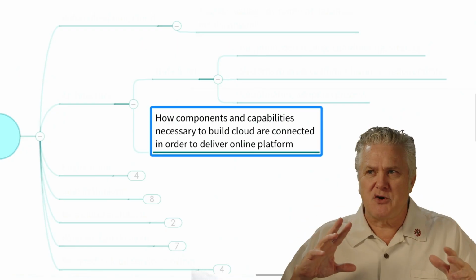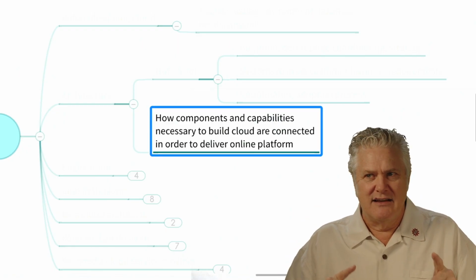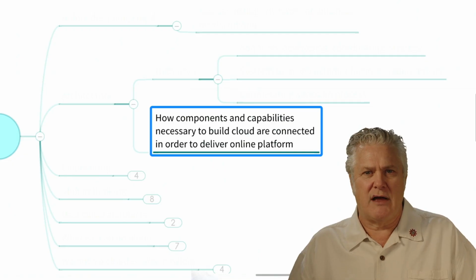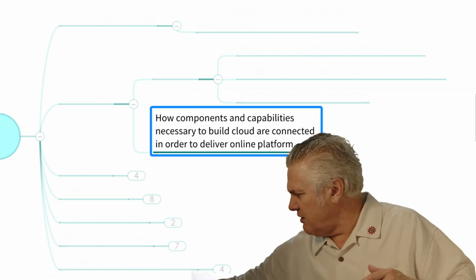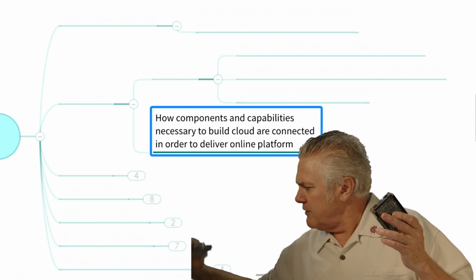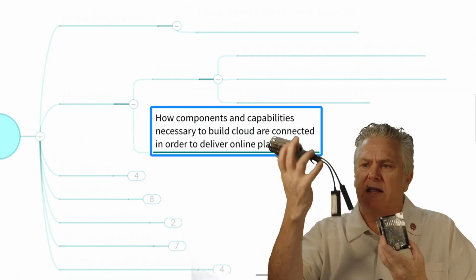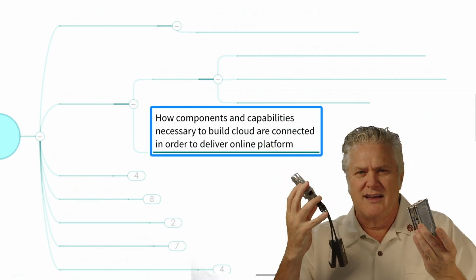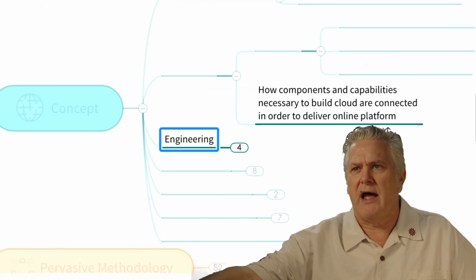So we create a plan that allows for change and growth of the organization. We have to figure out how those components and capabilities necessary to build the cloud are connected in order to deliver the online platform. So it's not stuff that we have right here. I can't go, okay, I want to take this server and I want to take this server and I want to connect them together. How do I do that? Oh, I need networking cables and those kinds of things. We have to do it differently. We have to think about it in a different way.